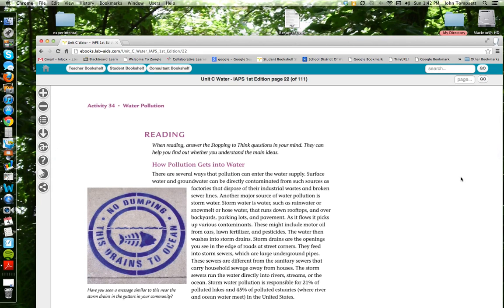When reading, answer the stopping to think questions in your mind. They can help you find out whether you understand the main ideas. How pollution gets into water.